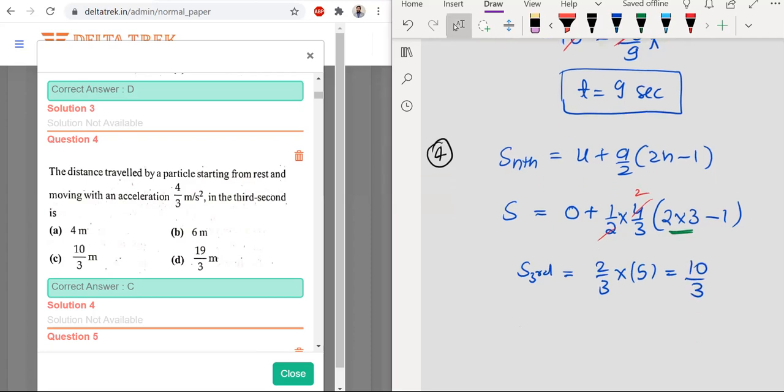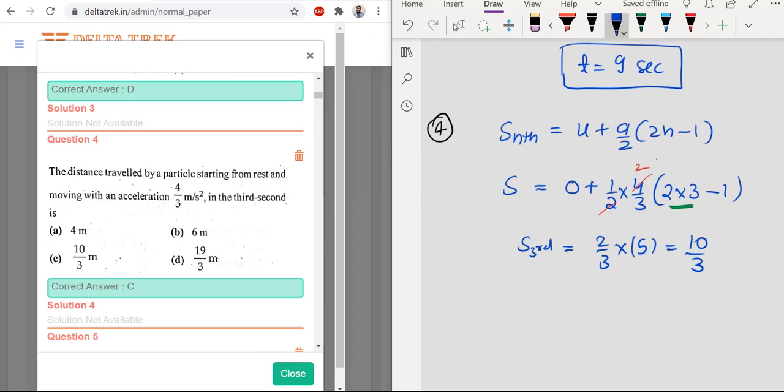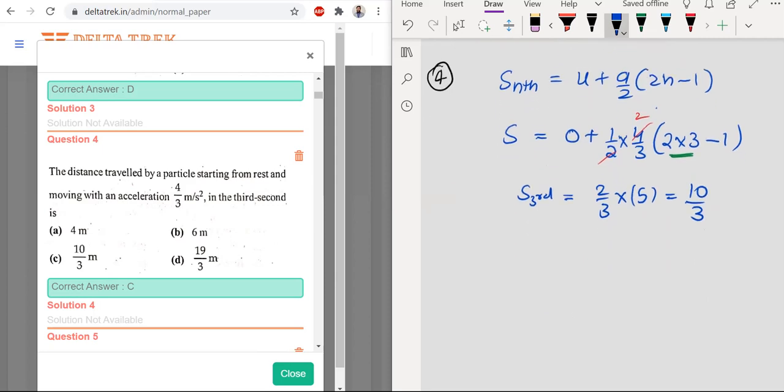So this was also an easy question. All you needed is this formula. If you know this formula, then you can solve it easily. Answer will be 10 by 3.